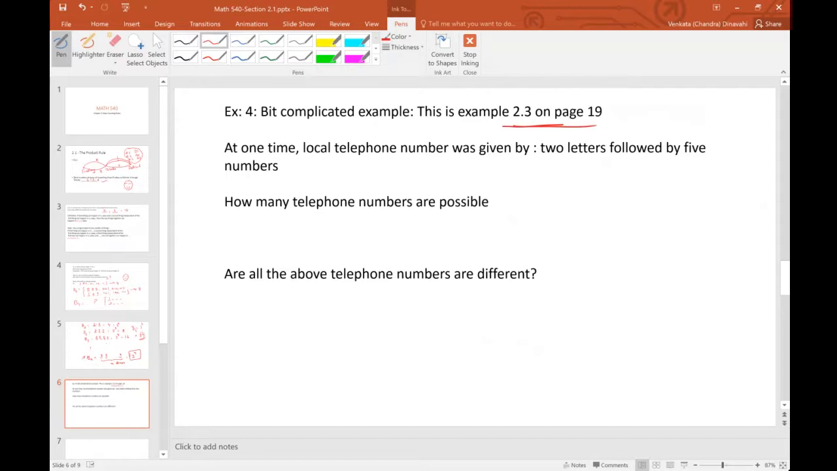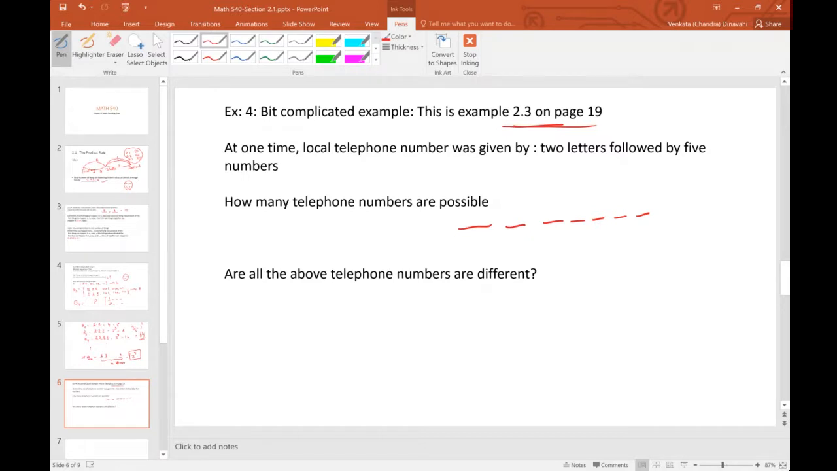So at one point of time, it seems the local numbers were given by 2 letters followed by 5 numbers or 5 digits. How many telephone numbers are possible? Okay, I'll give a minute. Go ahead and try that. Your telephone number can be 2 letters followed by 5 digits. 1, 2, 3, 4, 5.